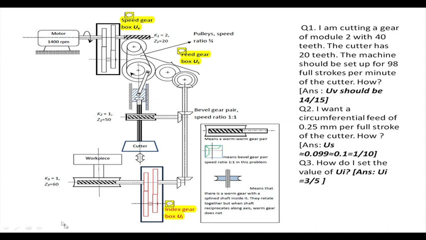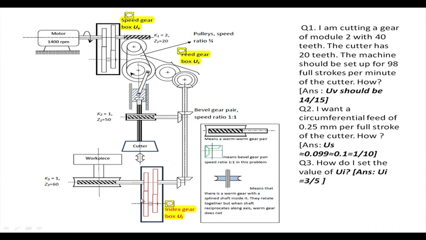Just to pick up the threads, we were discussing the cutting of a spur gear on the Fellows gear shaper. The Fellows gear shaper works on the principle of generation. Okay. So, the last question that we have left is, how do I set the value of UI?